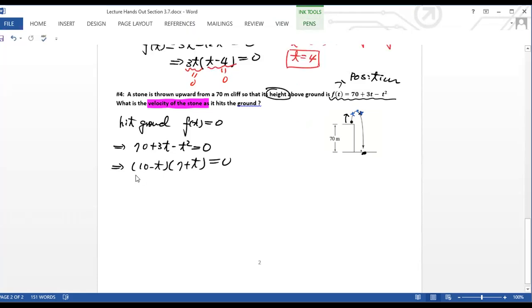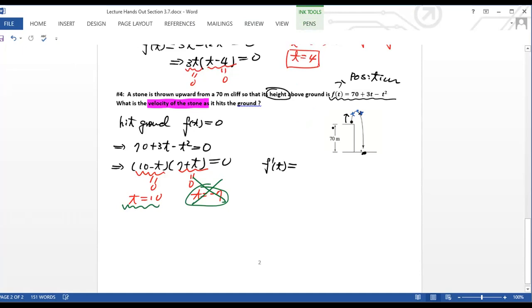So I set this equal to 0 and this equal to 0, right? So this is t equal to 10, this is t equal to negative 7. I can never have negative numbers for time. So here, t equal to 10. That means after 10 seconds, it will hit the ground. Now I want to see how fast it is going when it hits the ground. How fast means the velocity, right?